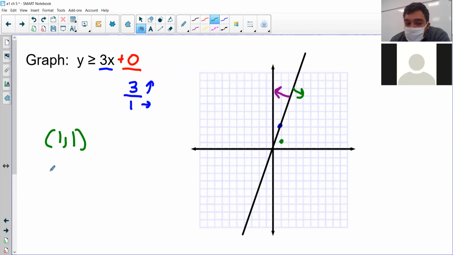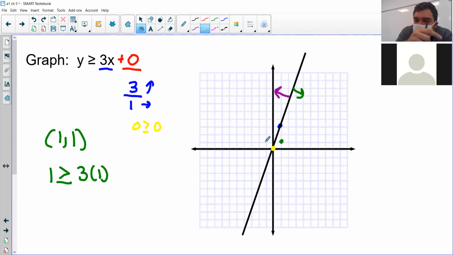I was trying to say before, I don't understand why you can't use the 0, 0. The 0, 0 cannot be used because if you plug in 0, 0 in this yellow font, 0 greater than or equal to 0, what's the problem here, Ethan? Well, 0 is equal to 0. Yeah, it's true, but it doesn't tell me anything about my coloring because my 0, 0 is on the line, so I can't color away or towards it. It's literally on it, so you have to pick something that's not on it.